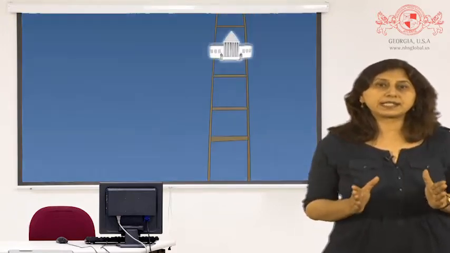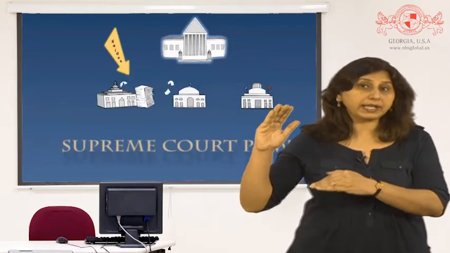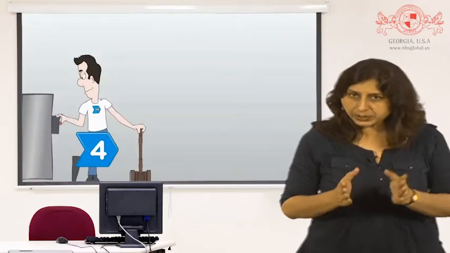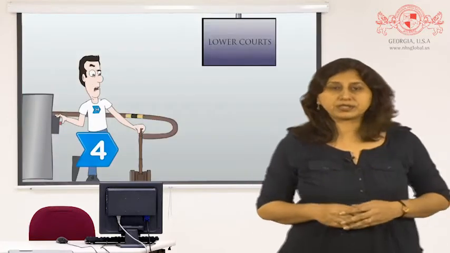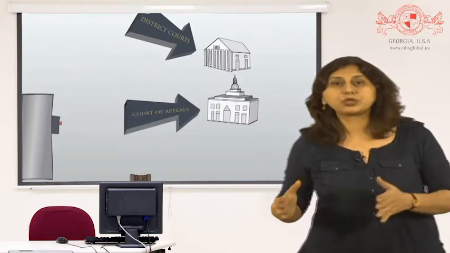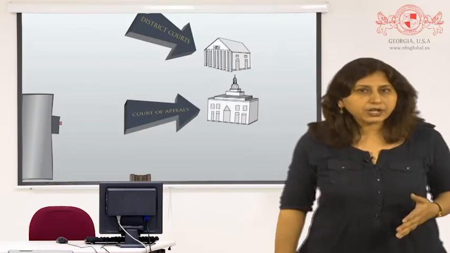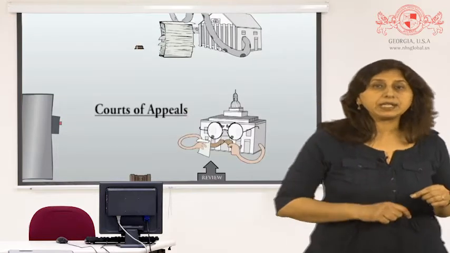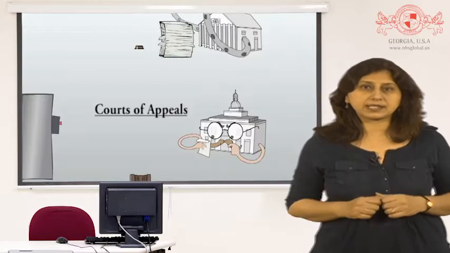Let us take a look at the Supreme Court's power. The Supreme Court of the United States is the highest court, and all lower courts are obligated to follow the guides set by the Supreme Court when making decisions. Now we shall take a glance at the lower courts, district courts, and the courts of appeals. District courts handle most federal law cases. The US Courts of Appeals review the appealed district court cases.